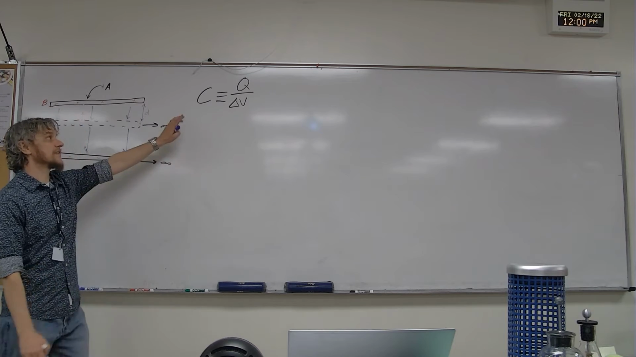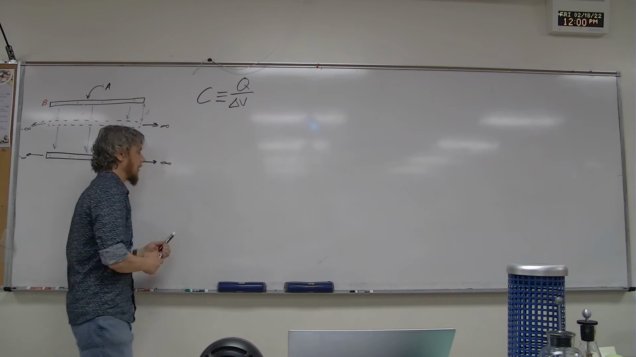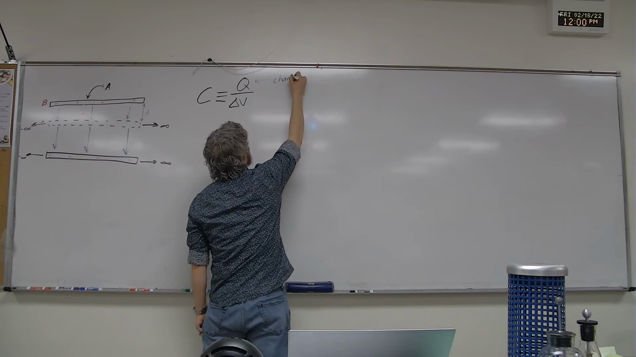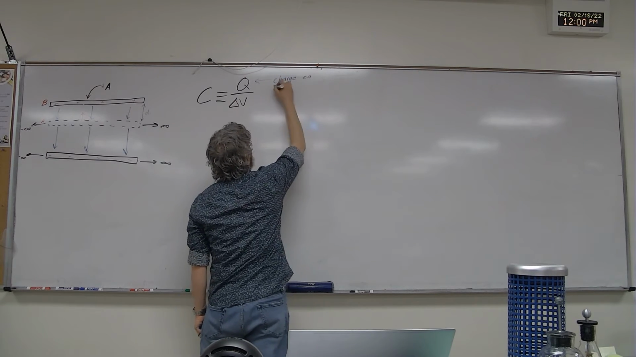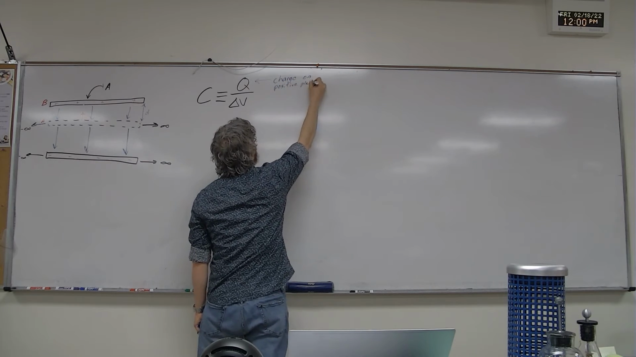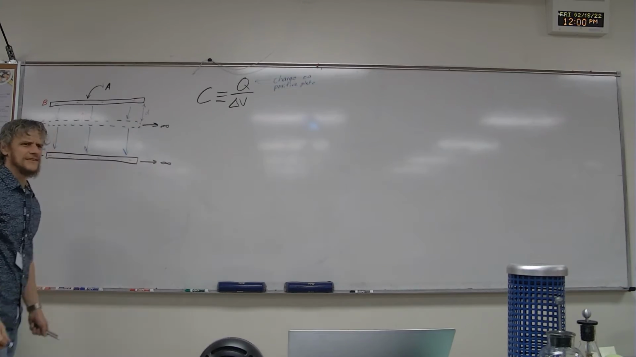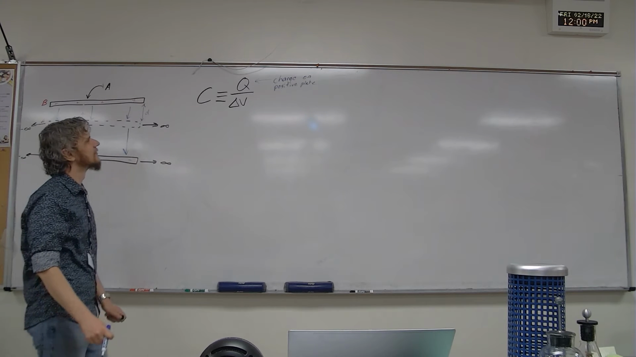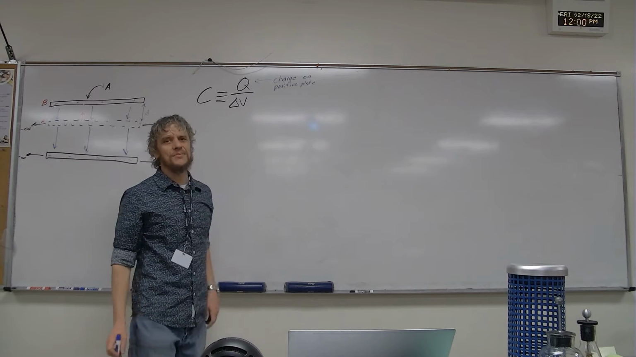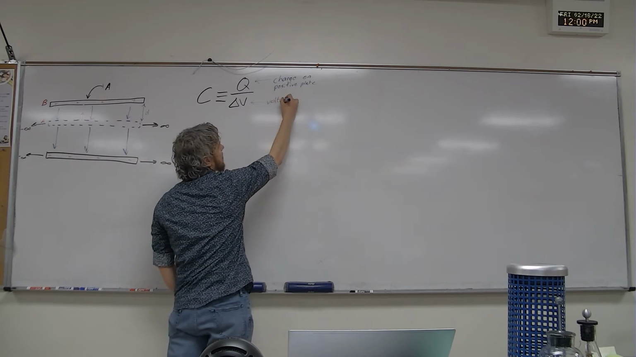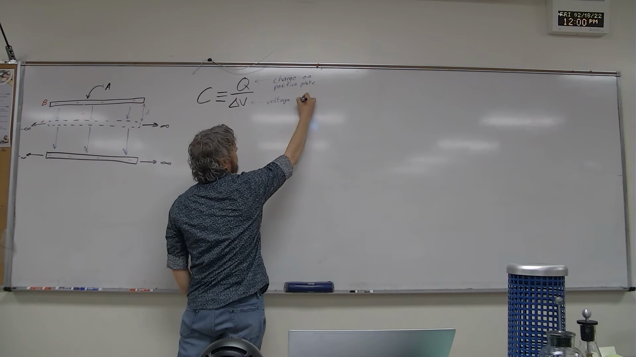But for now, note that this is the capacitance. This charge is the charge on the positive plate. That's the charge on the positive plate. And this is the voltage. I'm going to start using this word. This is the voltage across.